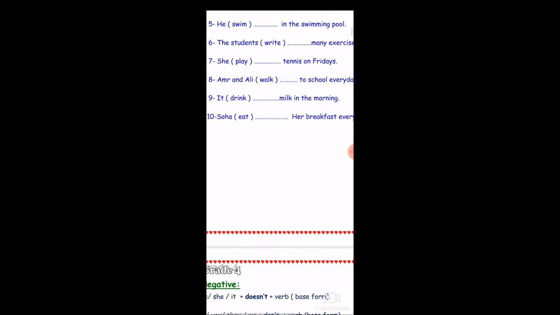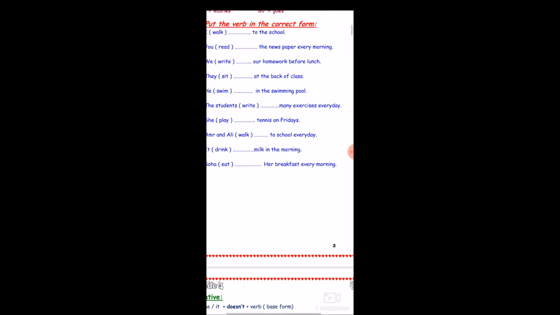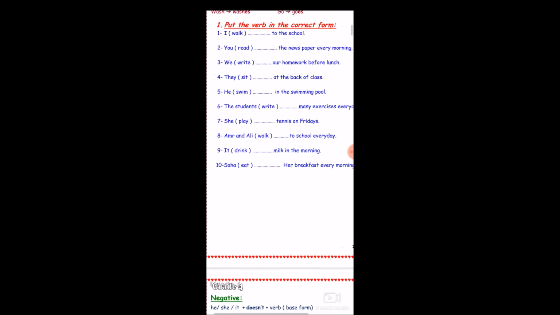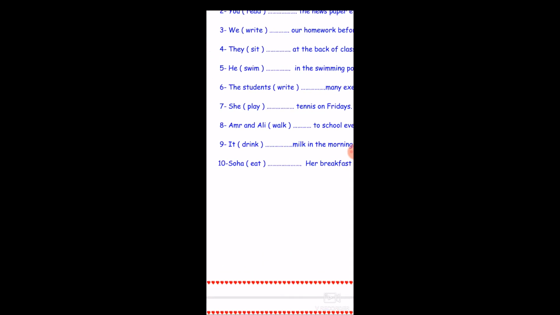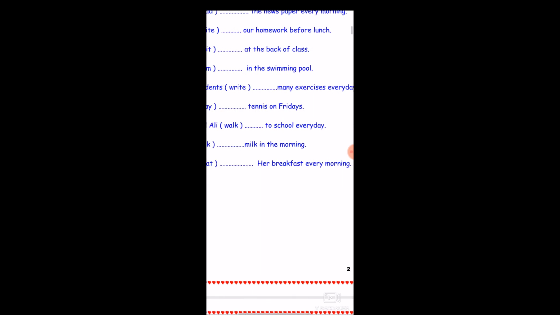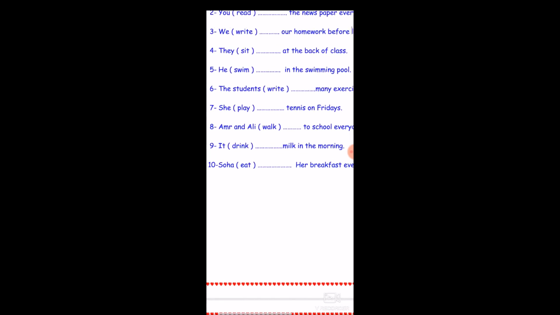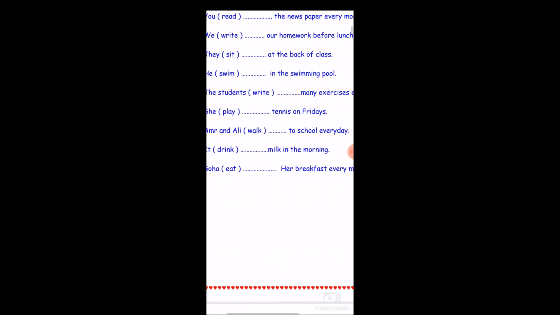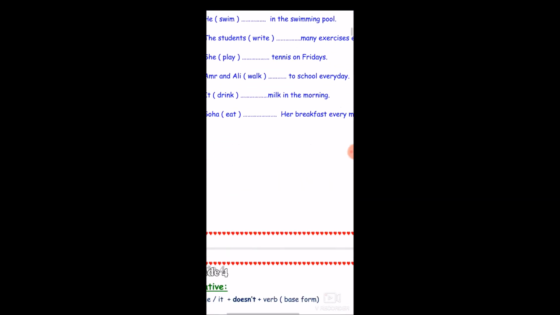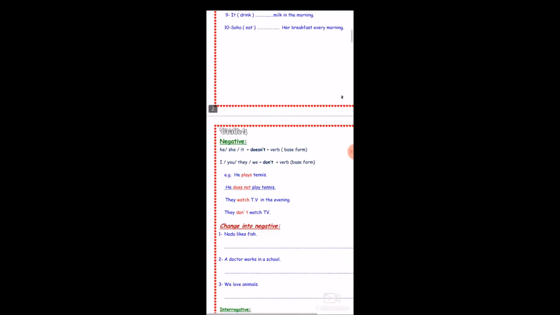The final one, number 10. Soha blank her breakfast every morning. That's right, we should use Soha eats breakfast every morning, because Soha is a singular noun and takes the verb with S. Let's move to another point.